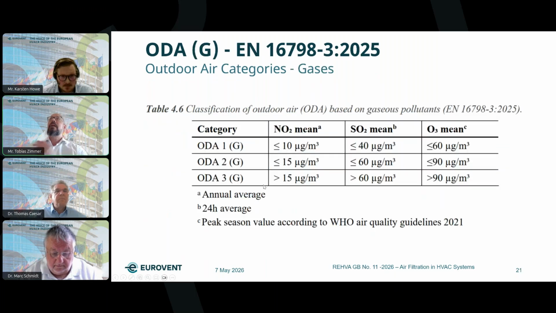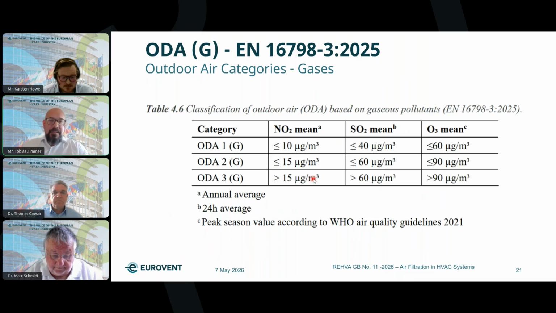And if we now look specifically at the gas, because that's our topic today, what does it mean? That means basically if you are, for NO2, let's stick to that example, if you are below 10 micrograms per cubic meter, that's the annual limit of WHO, it's ODA 1 gas. If you're up to 15, ODA 2, and above 15, it's ODA 3.